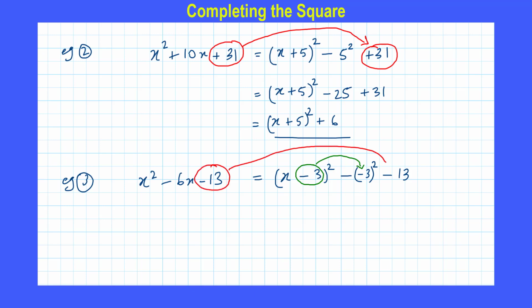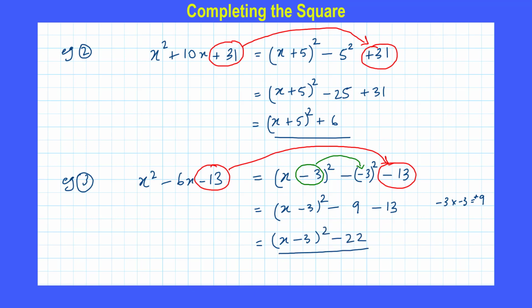And again, our negative 13 remains the same. So this comes to x, take away 3 all squared, take away 9, take away 13. Now remember, negative 3 squared is negative 3 times negative 3, which is positive 9. And simplifying this, x take away 3 squared minus 22.